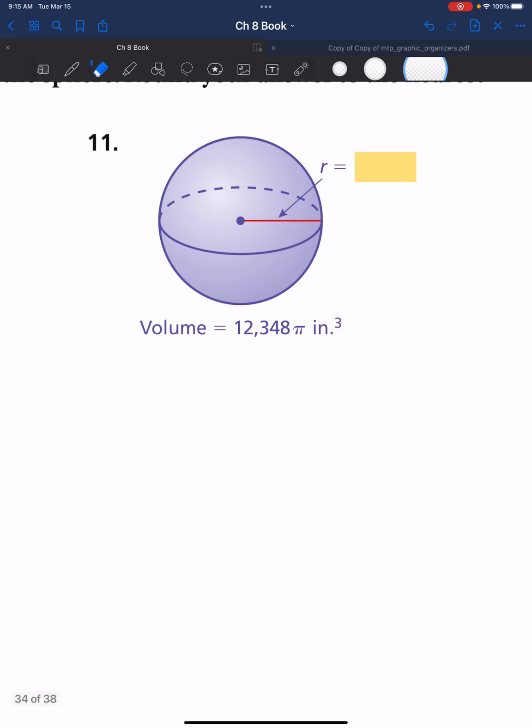It's when we get to problems like number 11. All right, write number 11 down. Stay with me. It's going to be complicated, but we can do this. First step, always write down the formula. Volume equals 4/3 pi r cubed. Fill in the things we know.